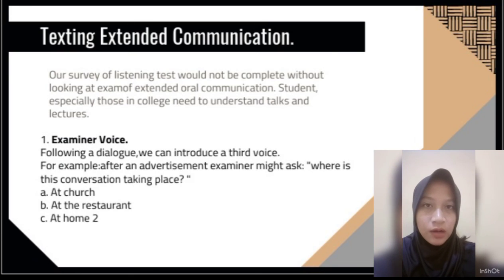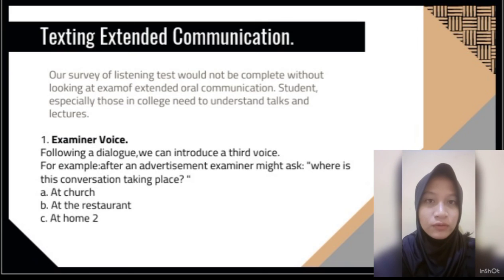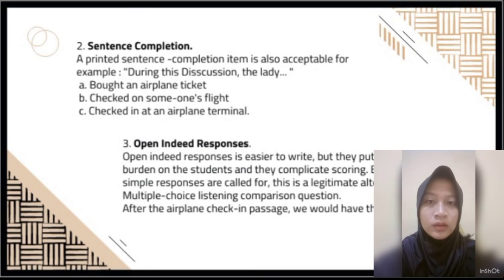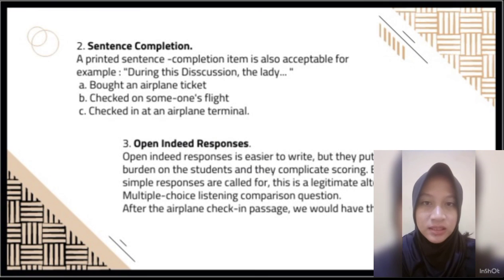For example, after an advertisement, the examiner may ask, where is the conversation taking place? A. At church. B. At the restaurant. C. At home. Sentence completion. A printed sentence completion item is also acceptable. For example, during the discussion, the lady blah blah blah. A. Book an airplane ticket. B. Check it on someone. C. Check it in at an airplane terminal.